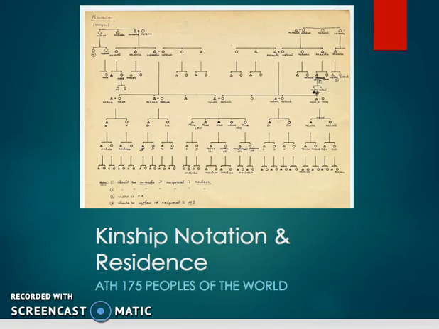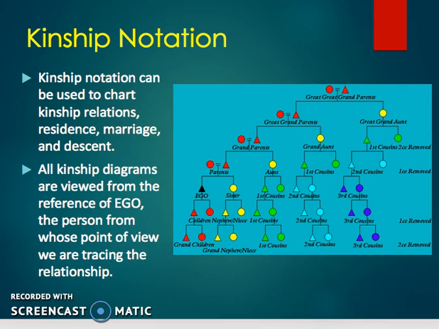Now let's introduce kinship notation in diagrams, or charts. These help us to visualize systems of kinship, residence, marriage, and descent, which can get very complicated and unwieldy. They also help us to map kinship relations and to compare these with other kinship systems. Kinship notation can be used to chart kinship relations, residence, marriage, and descent.